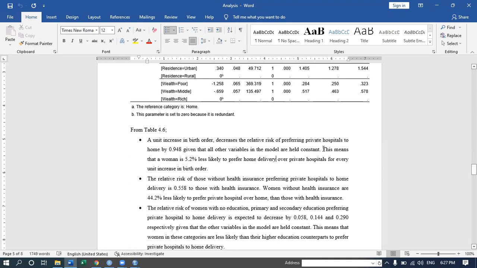So I say this means that a woman is 5.2% less likely to prefer home over private hospital for every unit increase in birth order. Now take note. Why is it less likely? Because this is less than 1, and the coefficient of B is negative. So that's why it's less likely. So that means, remember I've told you, you subtract 1 from this to get 0.052.